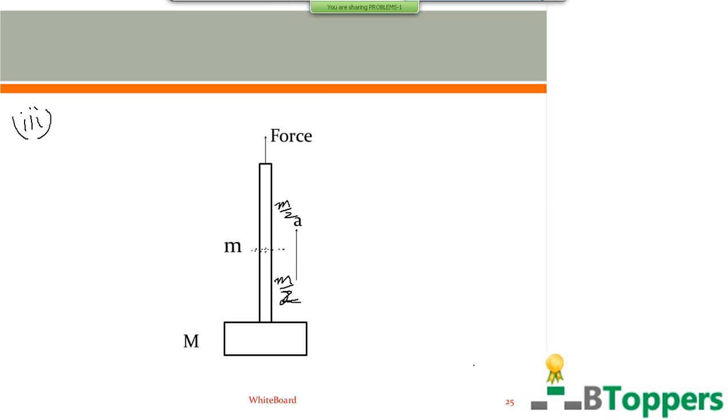So this upper half of the rope exerts some force on the lower half of the rope at this cross section. That means the net force exerted by the upper half of the rope of mass small m by 2 on the lower half of mass small m by 2 acts in the upward direction. That we call tension at the middle of the rope.